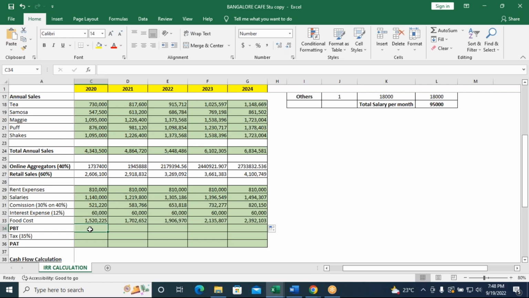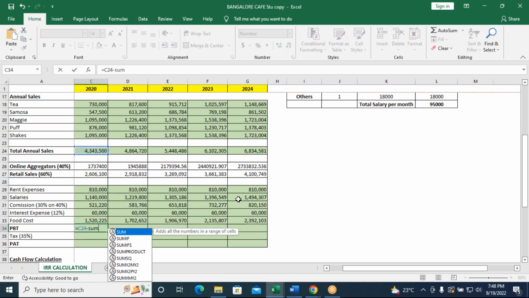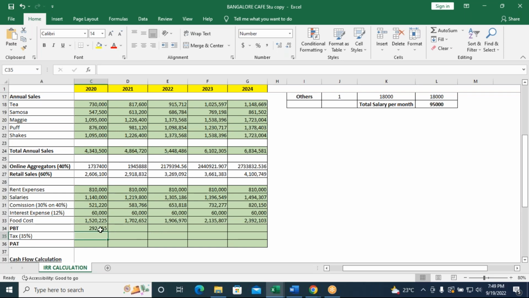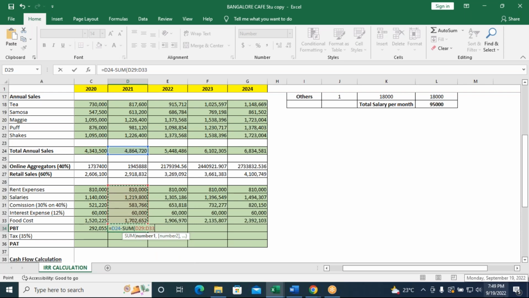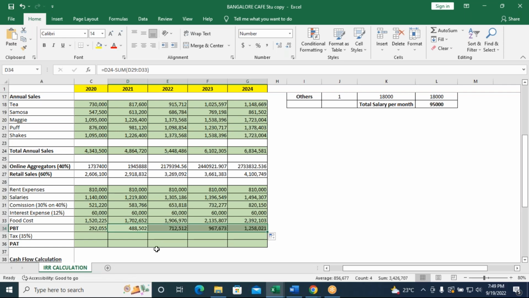Okay. So now calculating the PBT is equal to annual sales minus sum of the expenses that has happened, close the bracket, enter. So here I'll just put the calculation: minus sum of the expenses, enter. I'll just come here, select and drag. So not everywhere I'm going to apply the formula.